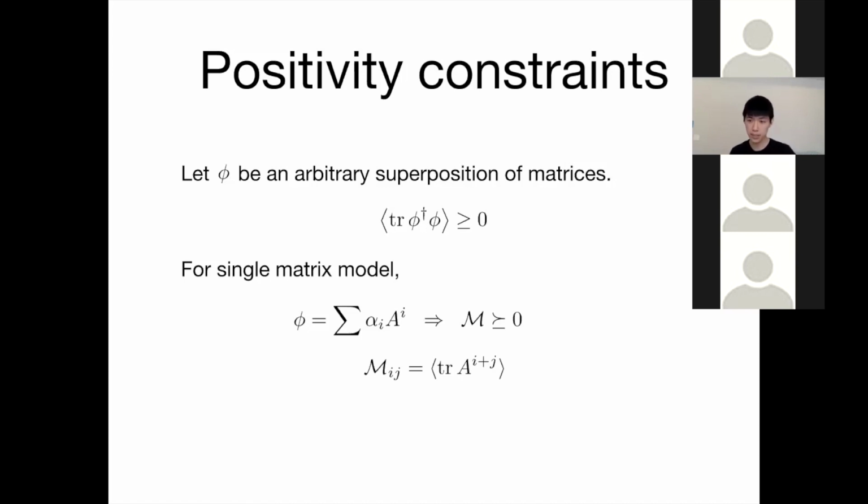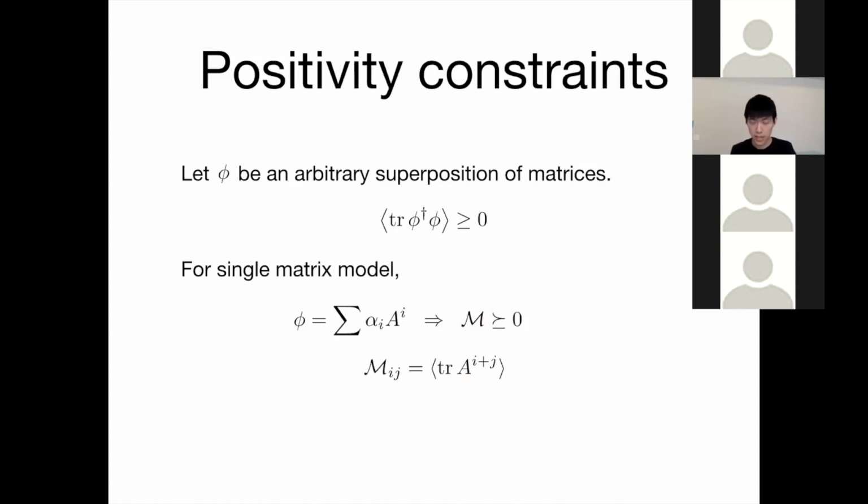And the answer is actually quite simple. The answer is that if you take an arbitrary superposition of matrices raised to arbitrary powers, so in this case, let's focus on the single matrix model first, then this combined matrix, this superposition of matrices, has to satisfy the equation trace of phi dagger phi is greater than 0, right? That just follows from the inner product of matrices. That in turn tells us that if we form this matrix of correlators, cal m, where the entries of cal m are themselves correlation functions of the matrices, then this object should be positive semi-definite. That means all the eigenvalues of the matrix have to be positive.